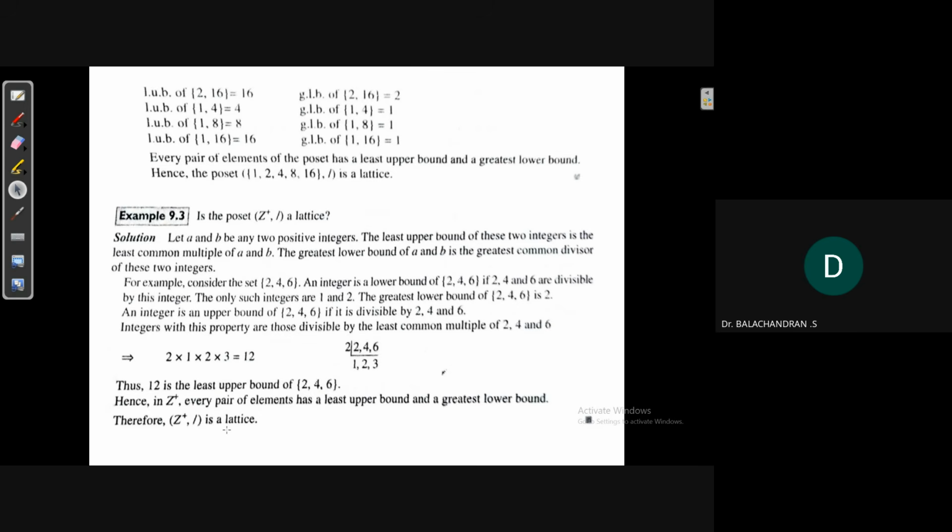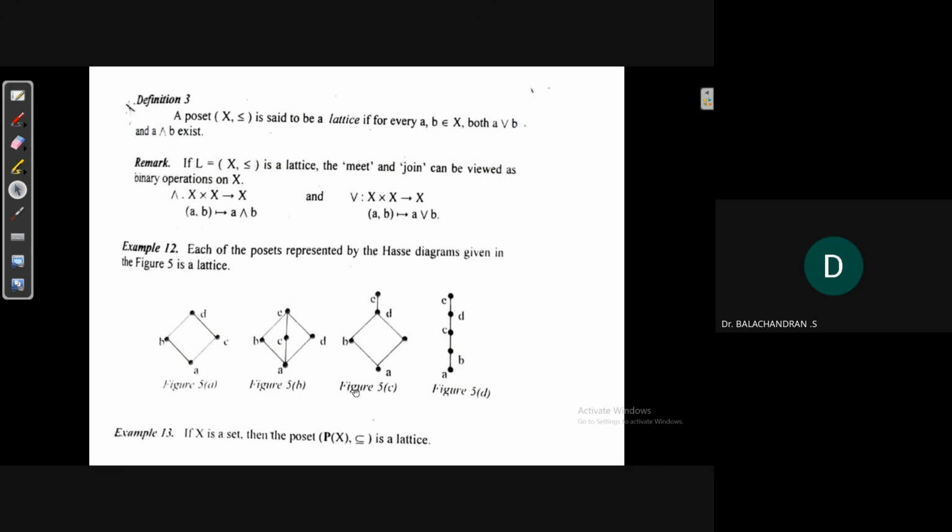To prove it's a lattice, again I'll go to the definition. A partially ordered set (X, less than or equal to) is said to be a lattice if for every a, b in X, underline the words, for every a, b in X, the least upper bound of a and b and the greatest lower bound of a and b exist.